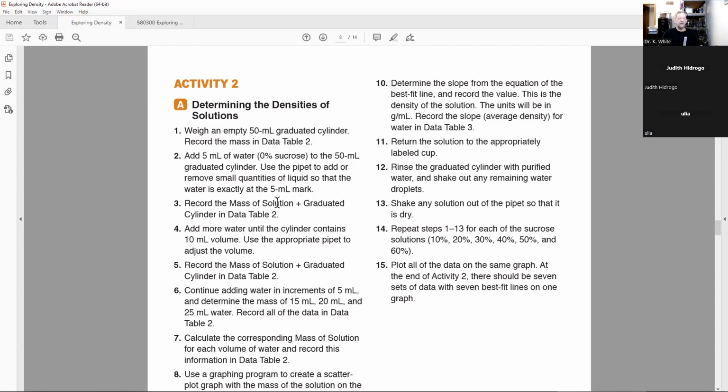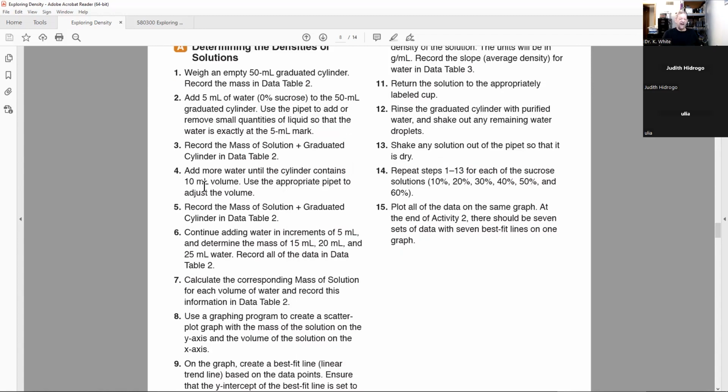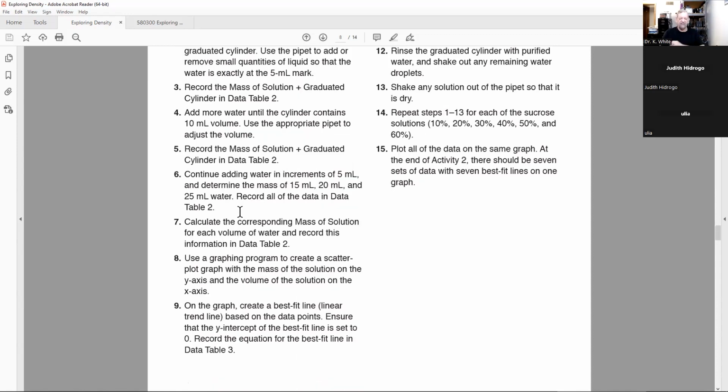Then what you'll do is record the mass, and I use the term weight, of this water and the graduated cylinder. Then you'll add enough till it's at exactly 10 milliliters on your graduated cylinder, record that total mass, and you'll keep on adding it to 15, record it, 20, then 25.